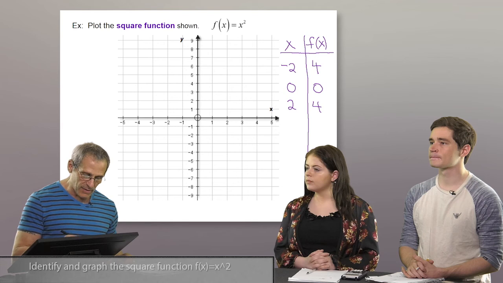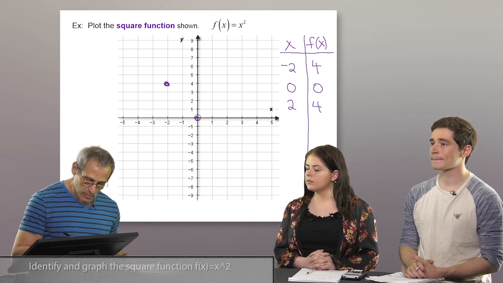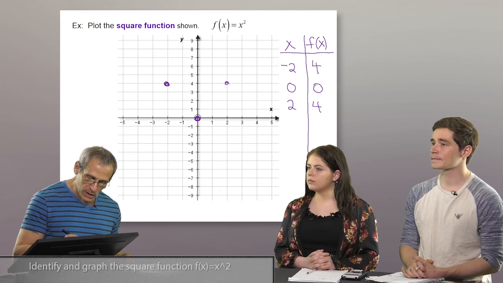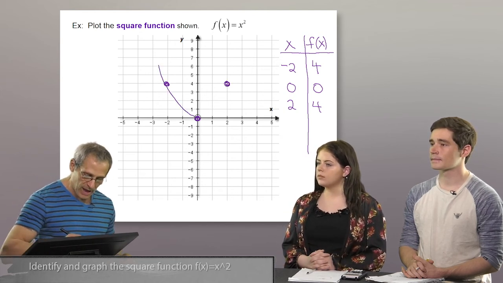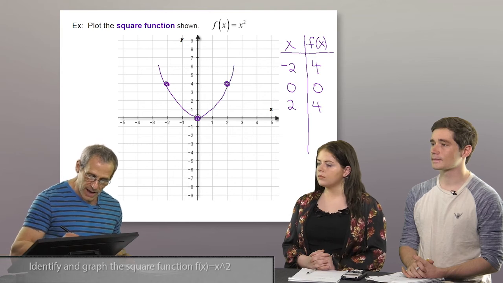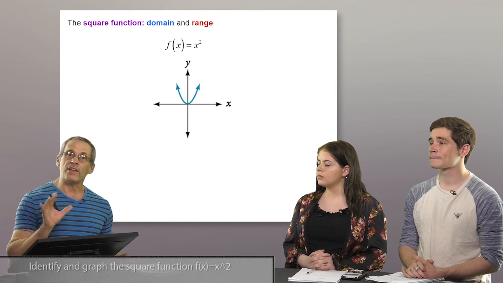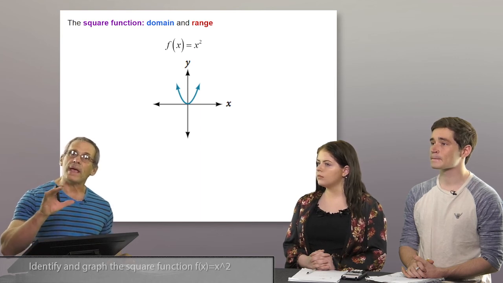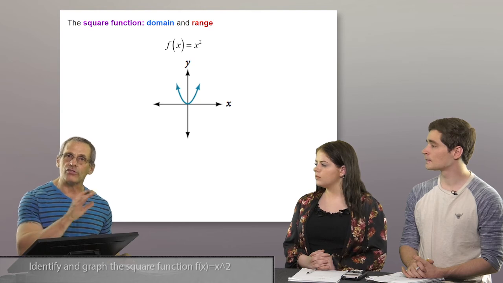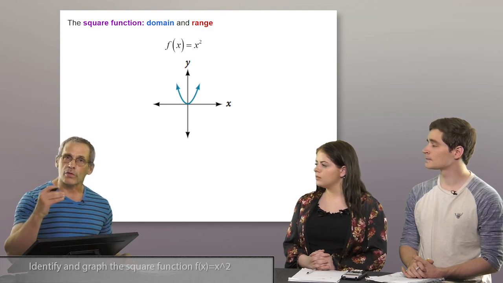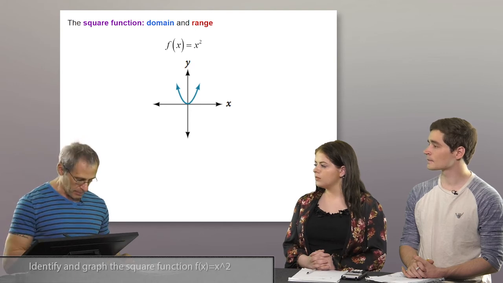Plotting these points, we have -2, 4, 0, 0, and 2, 4, and we have the graph of a parabola. So the next piece of information we need is the domain and range of this function. With domain, we have to train our eyes to look left to right. With range, we have to train our eyes to look down and then up.